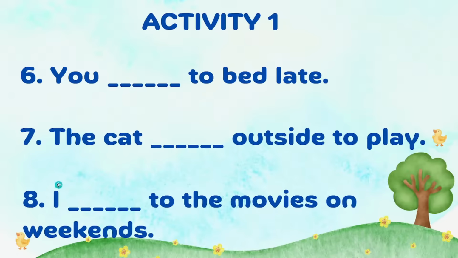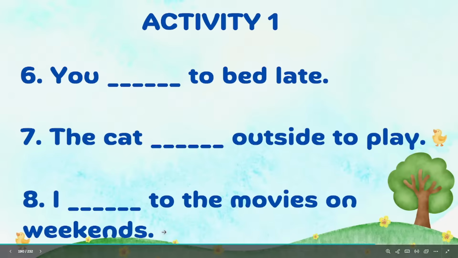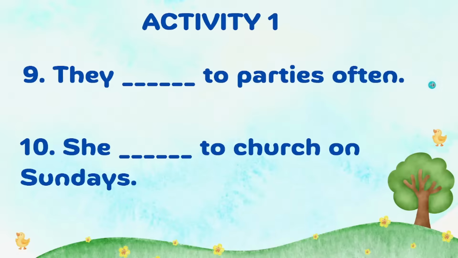Alright, for number 8, I. Go, of course. I go to the movies on weekends. Okay? And for the last 2 numbers, 2 examples. So, they, what? Go to parties often. Did you guys go to parties often? They go to parties often. And for the she, of course, she goes to church on Sundays.